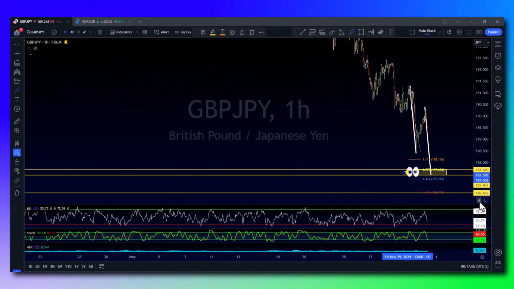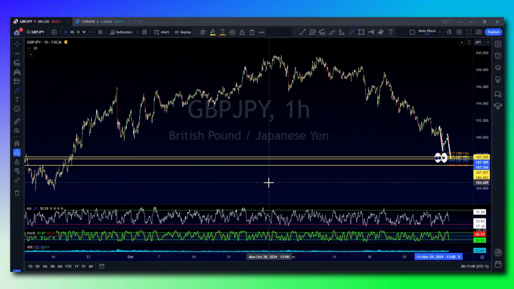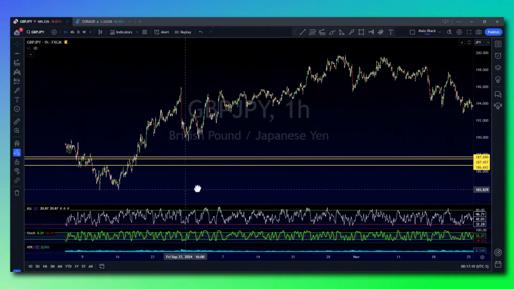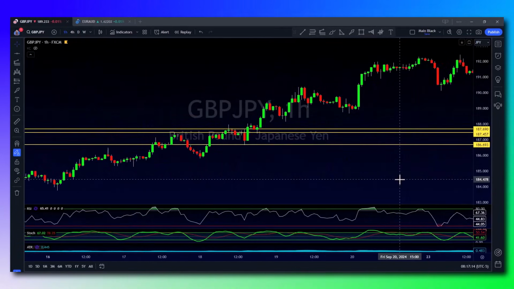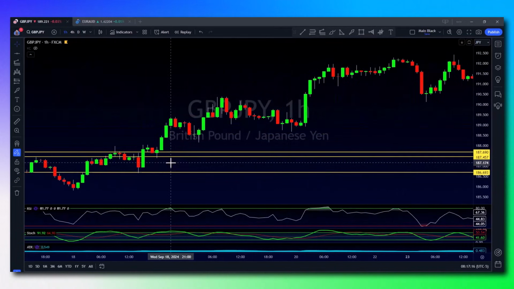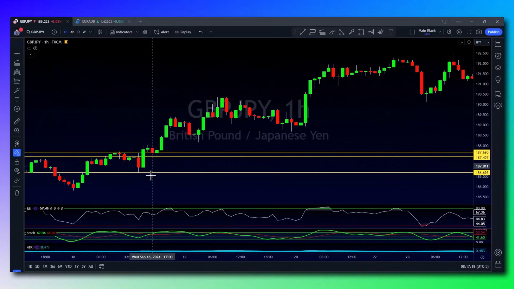Again, I may need to hop to the 4 hour just to get a little bit better perspective here, but let's look to the left here. Let's see what is here that we need to pay attention to. We've got structure stair stepping all over the place.